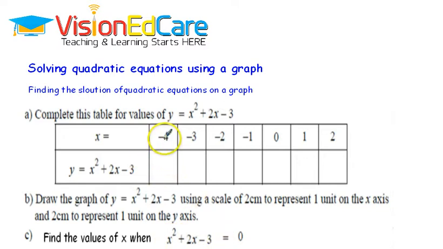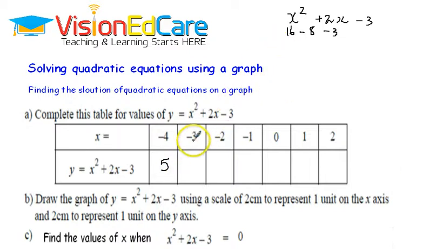So when x is minus 4, we need to work out the value of y. So let's write the equation at the top here: x squared plus 2x minus 3. So when x is minus 4, we're going to have minus 4 all squared, and that gives us positive 16. And then we're going to have 2 times the value of x, which is minus 4. 2 times minus 4 gives us minus 8. And minus our constant, which is minus 3. So we have minus 3 minus 8, that gives us minus 11 from 16. That gives us 5. So our y value there is 5.